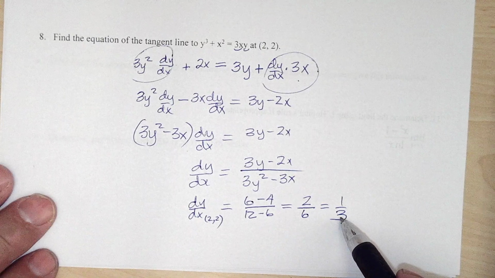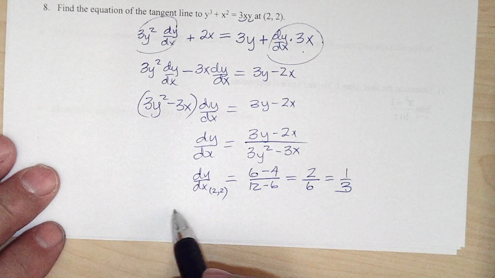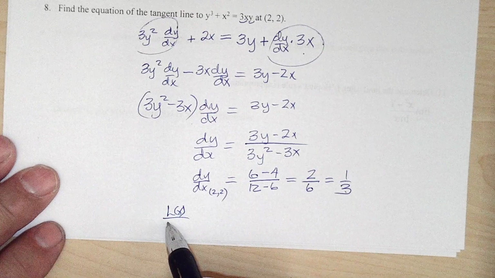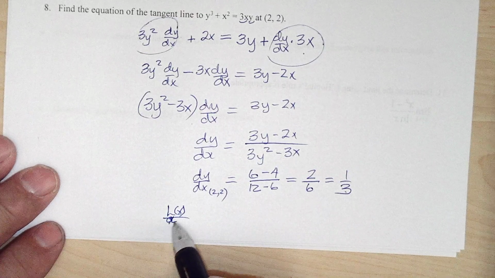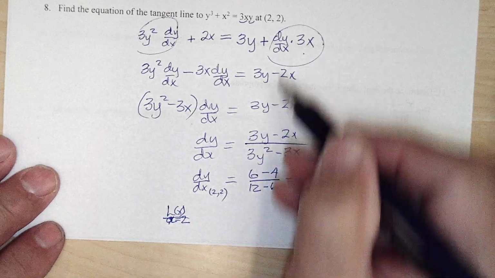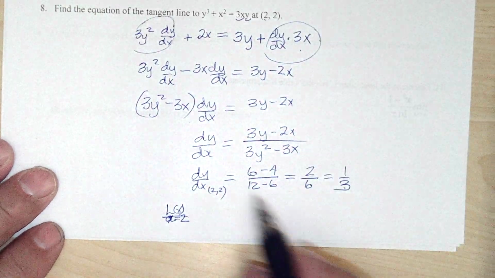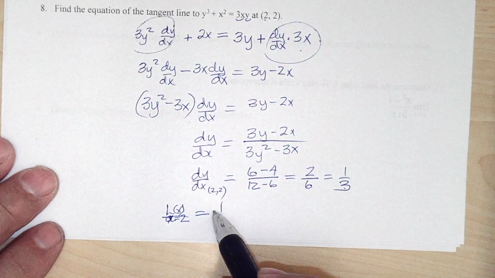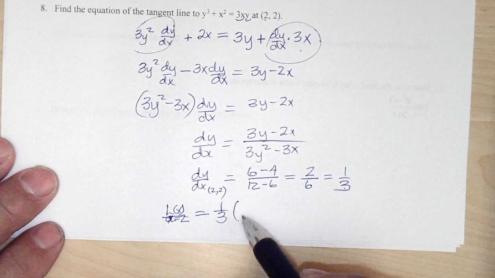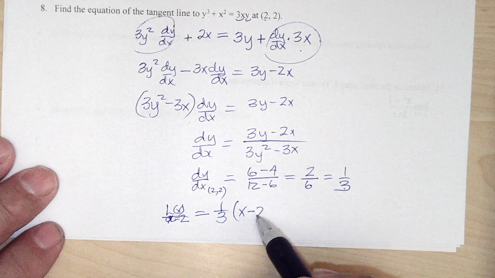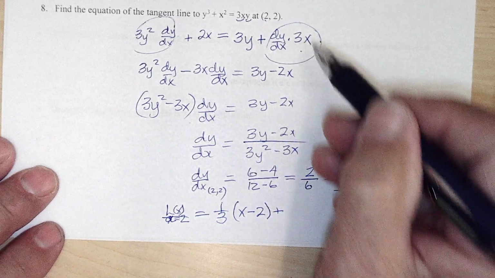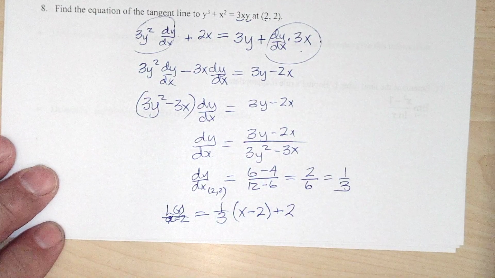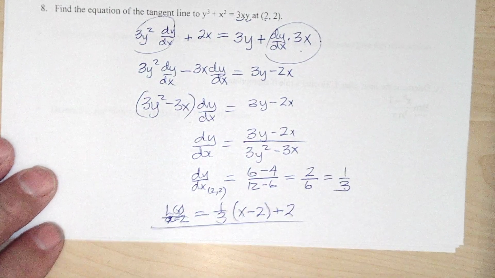That's the slope, so the equation of the tangent line is, and I'm doing this at x, or at the point 2, so it's going to be the slope at 2, which is 1/3 x minus 2 plus the y value at 2, which is also 2. There's the equation of the tangent line.